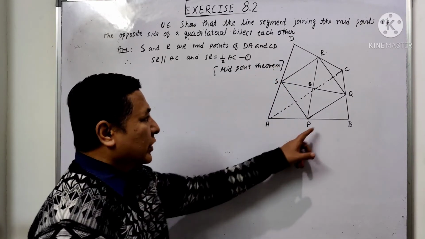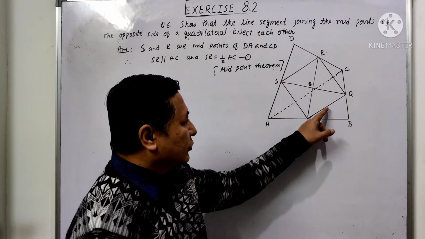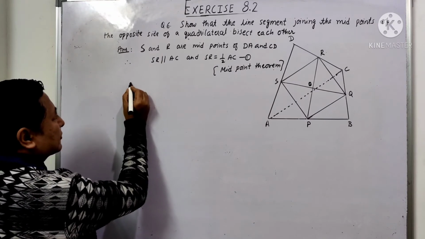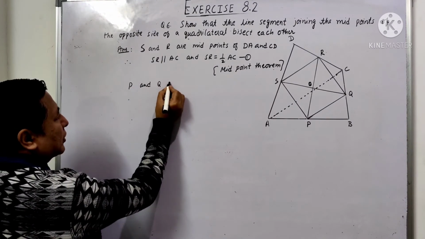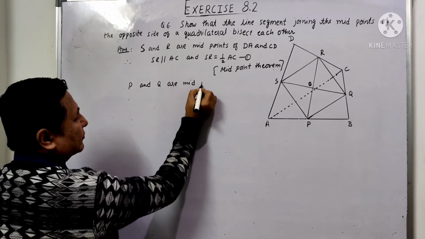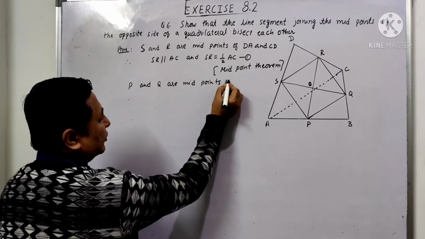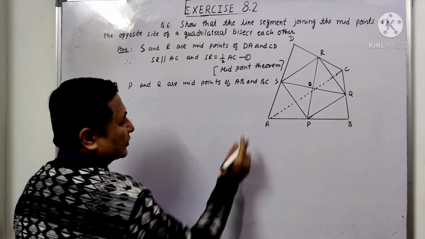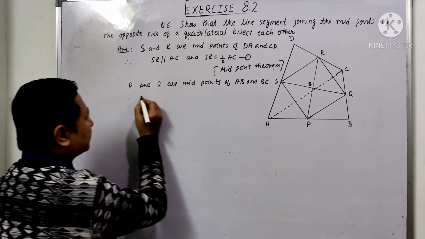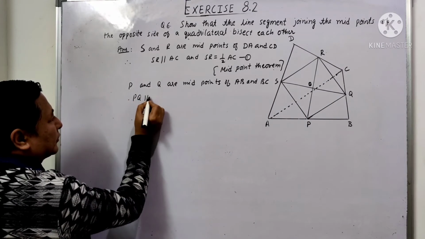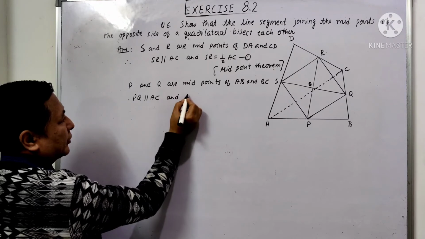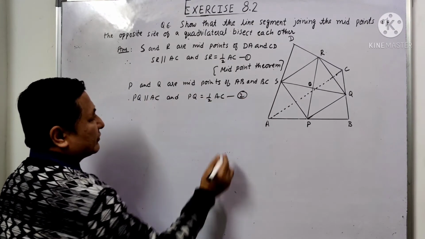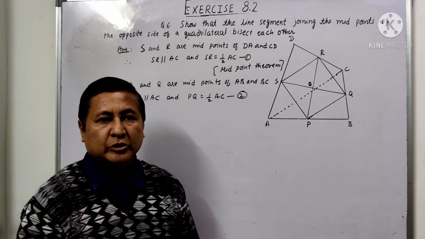Similarly, P and Q are also midpoints of AB and BC. So PQ will be parallel to AC and PQ will be half of AC, and the reason again is the midpoint theorem.